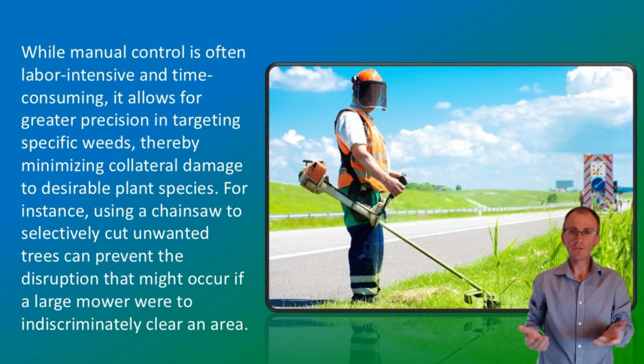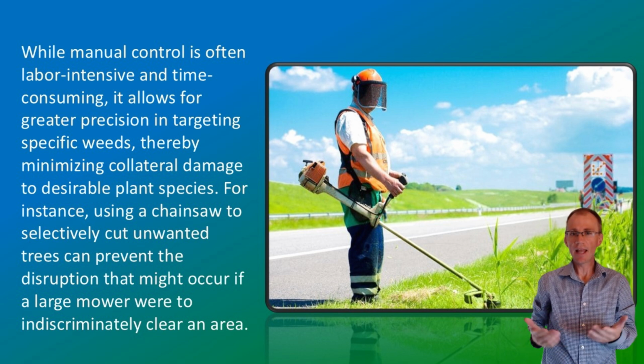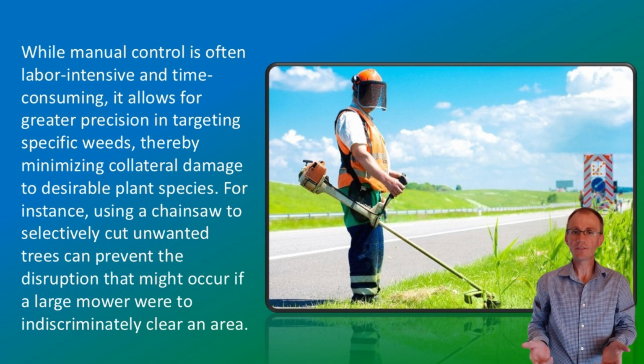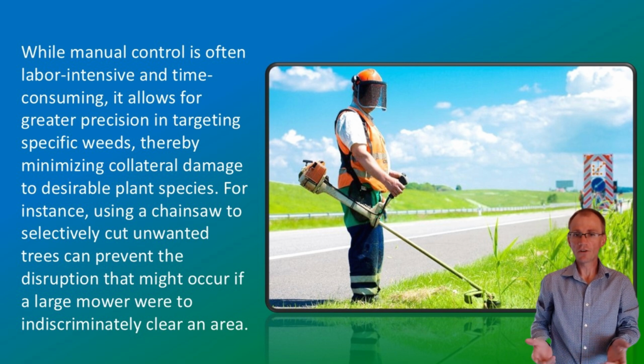While manual control is often labor-intensive and time-consuming, it allows for greater precision in targeting specific weeds, thereby minimizing collateral damage to desirable plant species. For instance, using a chainsaw to selectively cut unwanted trees can prevent the disruption that might occur if a large mower were to indiscriminately clear an area.